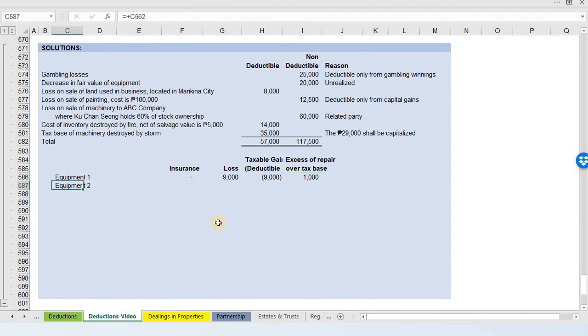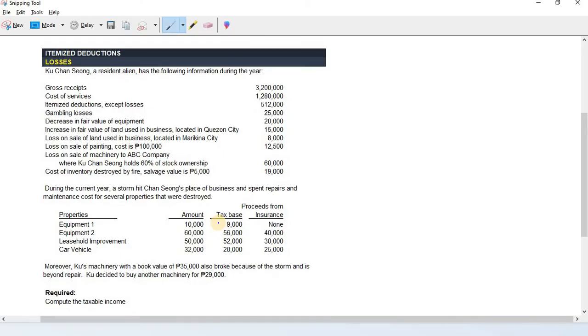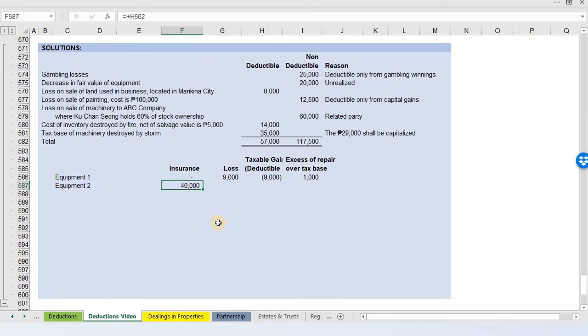So for equipment 2, we have proceeds from insurance of 40,000 pesos. Between 60,000 and 56,000, the lower is 56,000 pesos. Which means that the loss is the lower amount of 56,000 pesos. And the deductible loss shall be 16,000 pesos because we have proceeds from insurance.